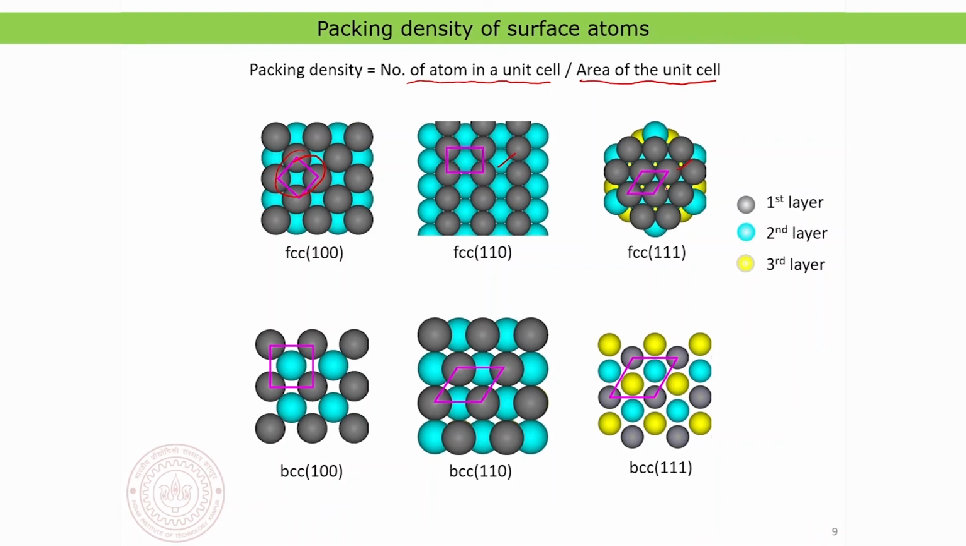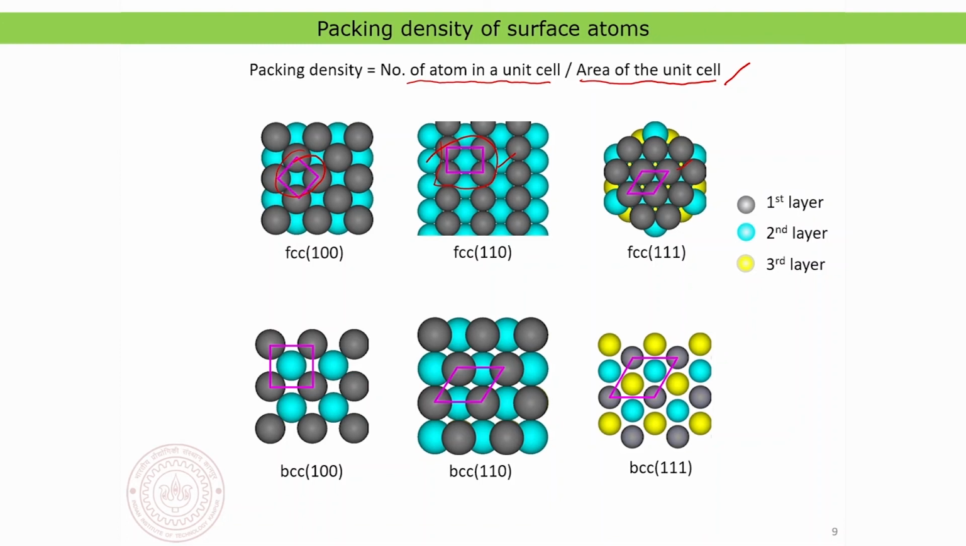Now what you also notice is that all these unit cells that I am representing here are nothing but primitive unit cells, because you have ideally one atom in each of these unit cells. So once you calculate the area of the unit cell, the packing density can be calculated by just 1 divided by the area of the unit cell.